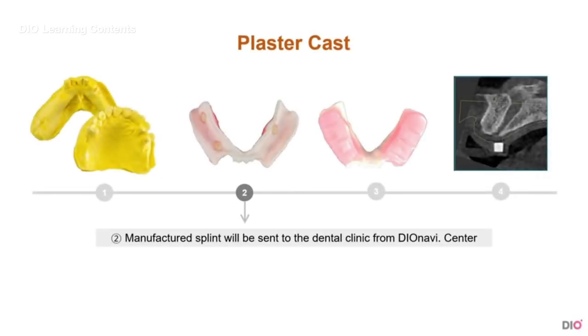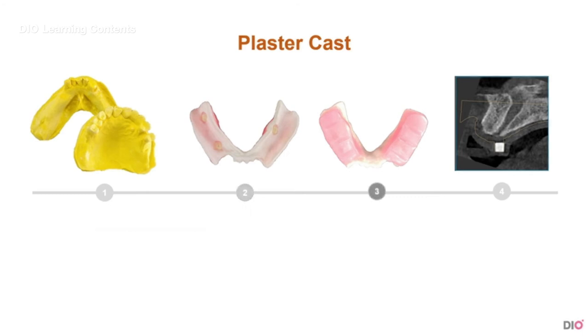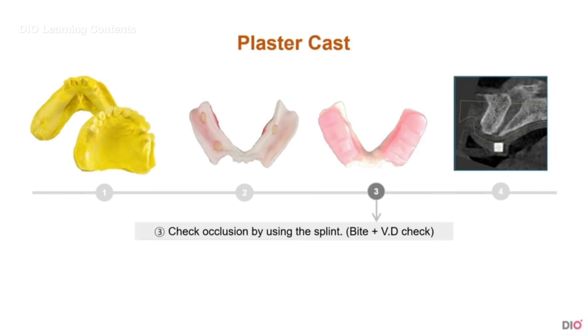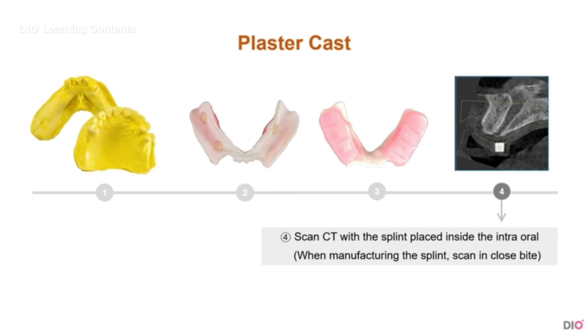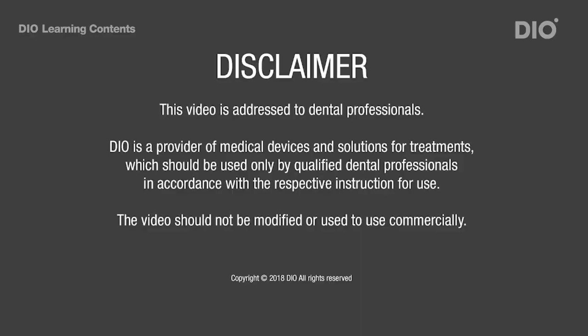Then, the Dionavi Center will create a splint and will send it back to the clinic. After that, the occlusion is checked using a splint. While doing this, check the bite and vertical dimension together. Finally, CT is taken with the splint seated in the oral cavity. For reference, when producing the splint, you must scan with a closed bite. Let's take a closer look at the process so far.